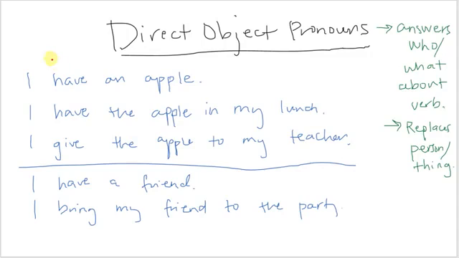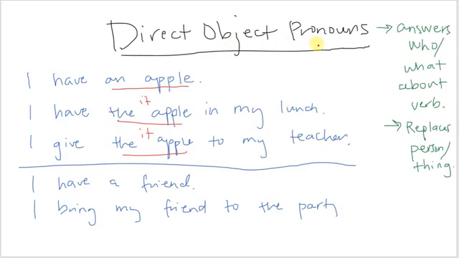So for example, in English, I have an apple. What do I have? I have an apple. An apple would be my direct object. So if I were to have the conversation and say, I have an apple, I have the apple in my lunch, I give the apple to my teacher, I wouldn't want to keep repeating the apple over and over again because I already know that it's an apple. So in English, I would say, I have an apple, and then I would say, I have it in my lunch. I give it to the teacher.